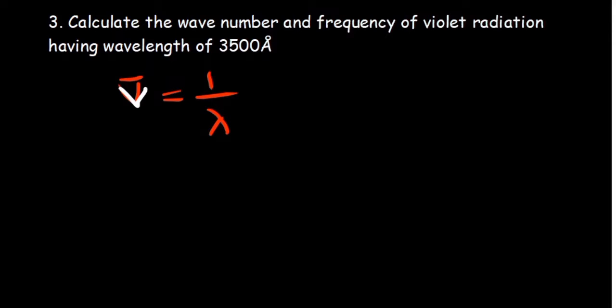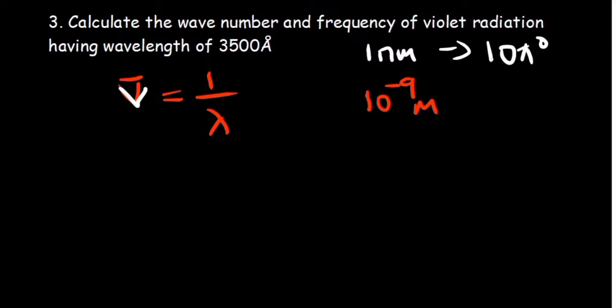So how do you do that? In this case, we've been given our wavelength in angstroms. You need to know that 1 nanometer is equal to 10 angstroms. But whenever we're doing calculations, you need to make sure that they are in the SI unit. The standard for measuring length is meters, so we need to convert the angstroms to meters. 1 nanometer is equivalent to 10 to the power negative 9 meters, which is equivalent to 10 angstroms.